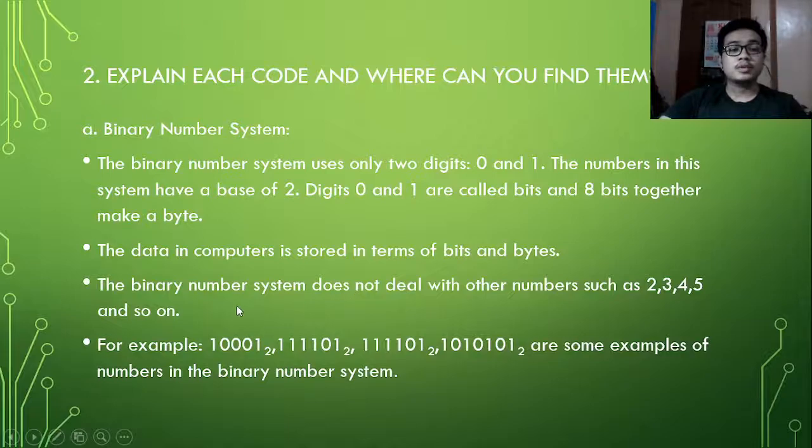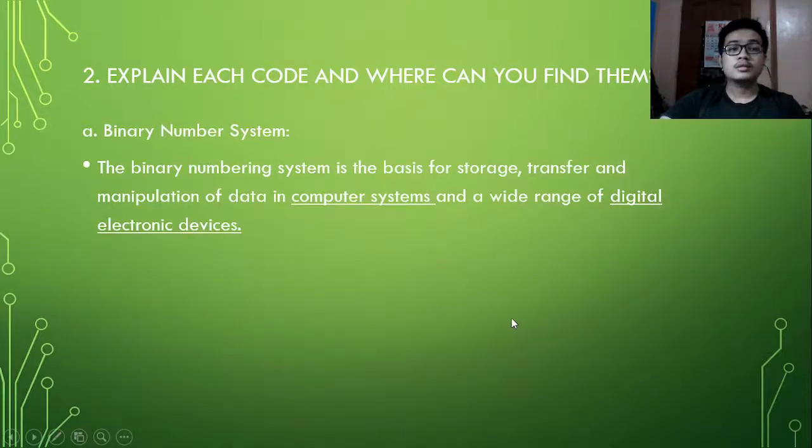So for example, we have examples of binary numbers, which have a base of 2 and only consist of 2 digits. And where can we find binary number systems? The binary numbering system is the basis for storage, transfer, and manipulation of data in various computer systems and a wide range of digital electronic devices. So basically, the binary system is used everywhere for our electronics purposes.